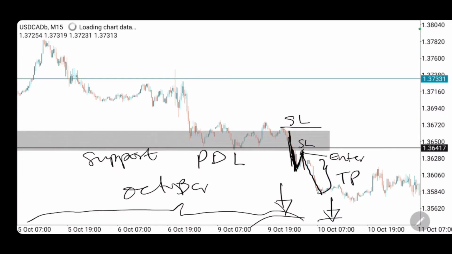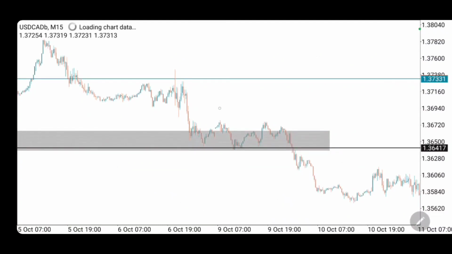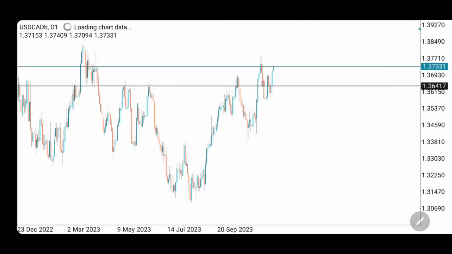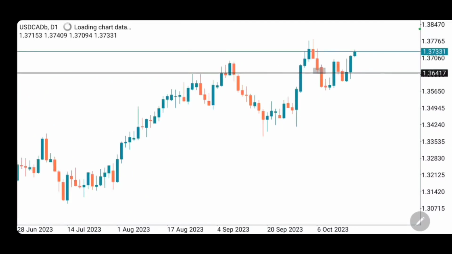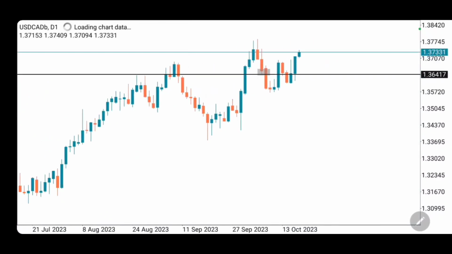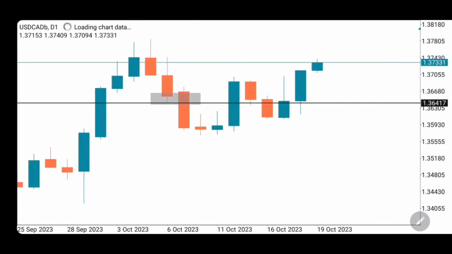All right, beautiful strategy. Just ensure you do it on a trending market. Avoid the consolidation market. Another thing you need to know is that you need to avoid choppy markets. Try doing it on the trending market. All right, so that is it.